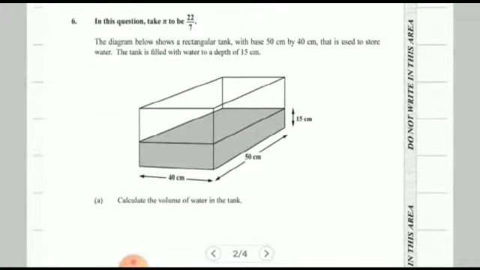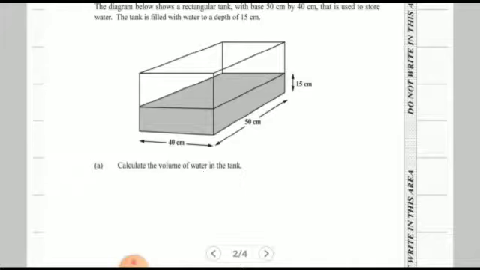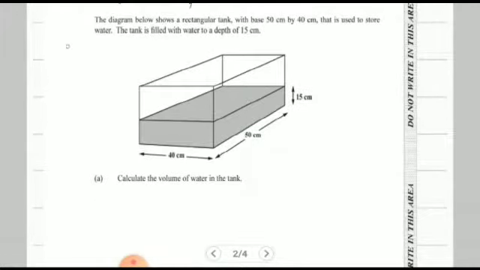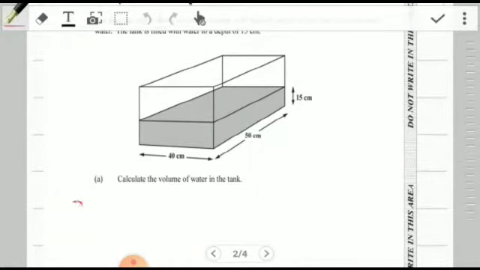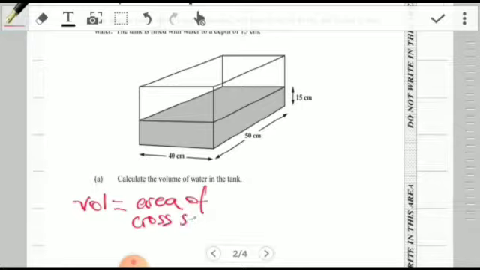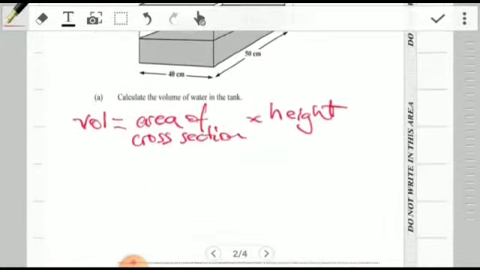All right, so the first question is calculate the volume of water in the tank. Well, already we know the formula we use for volume. Volume is equal to the area of the cross section times the length or the height. In this case, it's the height. So that's the formula that we want to use.